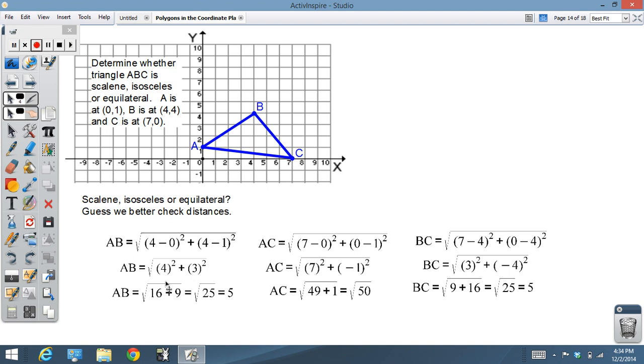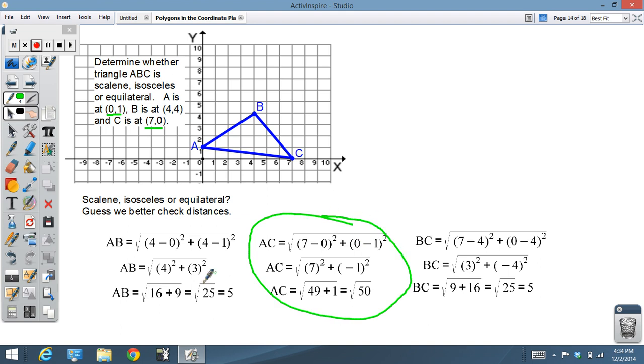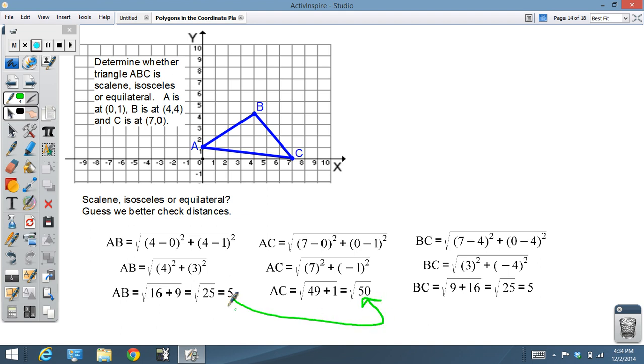Next, I did the same thing for AC using the A values, 0, 1, and the C values, 7, 0. Plug them into the distance formula, and we're going to find out that that value is the square root of 50, or somewhere just above 7, right? So far, no match.